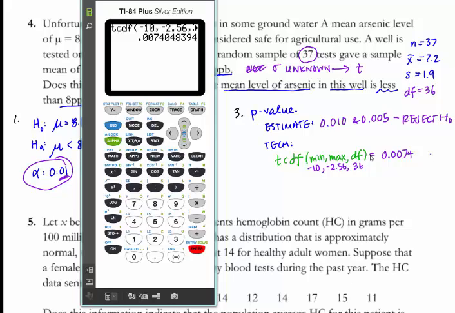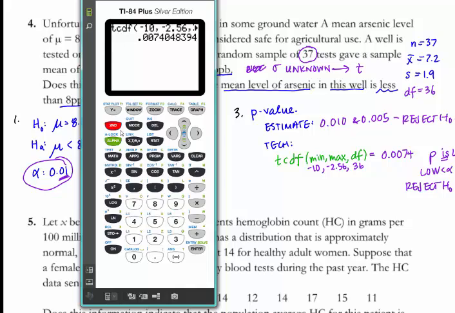In this case, the p-value is in fact low. It's low because it's less than alpha. So we would reject, again, the null hypothesis. If you want to run the whole test in the calculator, we can do that as well.